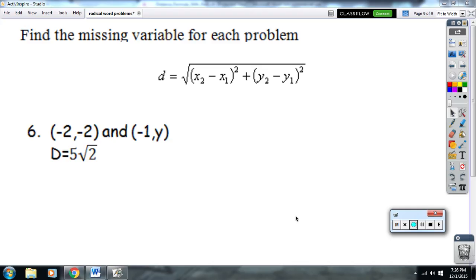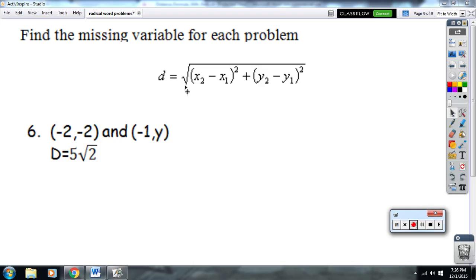So on the work you were given in class, you were asked to find missing variables for each problem. What that meant is that you had a pair of coordinates and a distance given, except one of the values of the coordinate pairs was missing. In other words, it wanted you to solve for the variable.